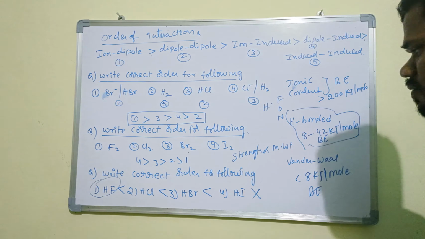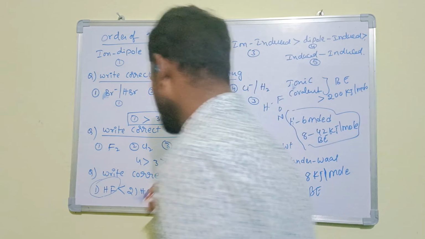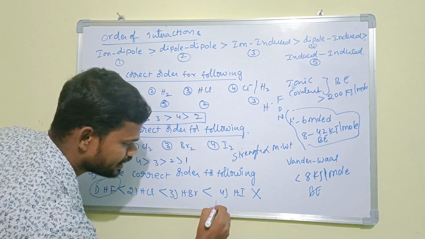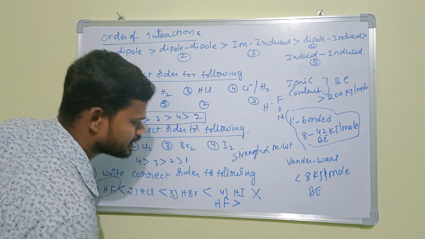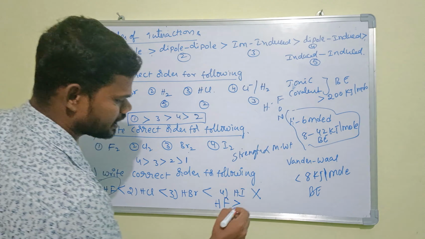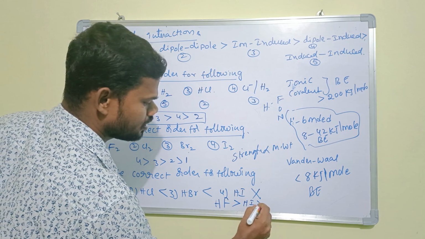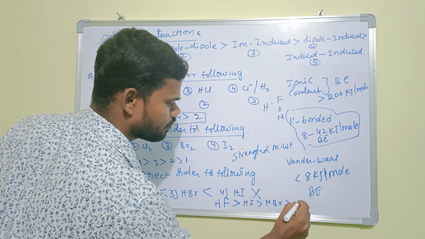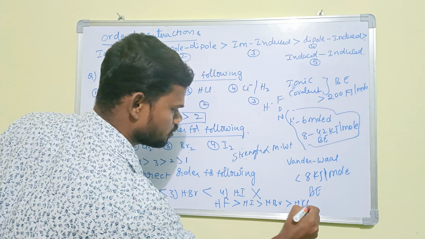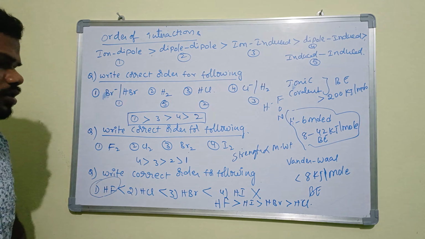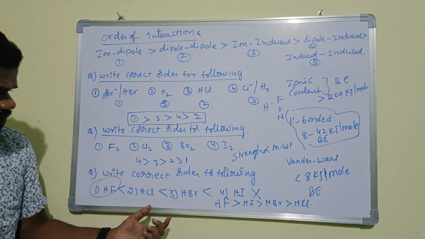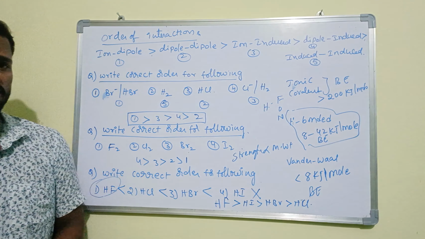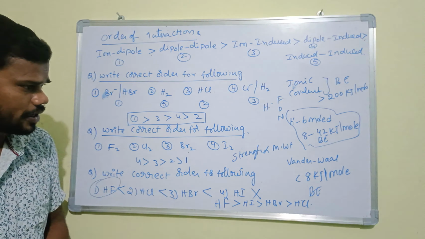So the correct order I'll write here: the HF molecule is greater than the HI molecule, then HBr, then the HCl molecule. This is the correct order for the given molecules. Clear? These are the type of questions asked from an examination point of view.